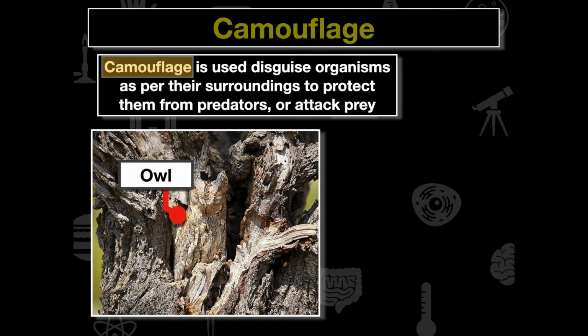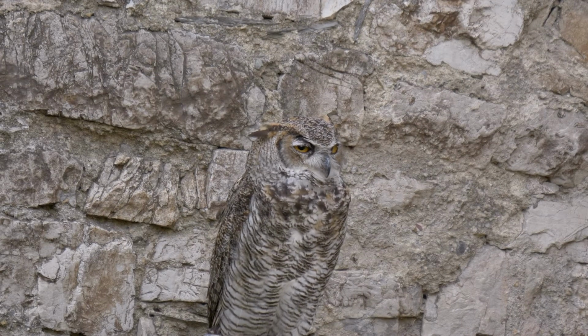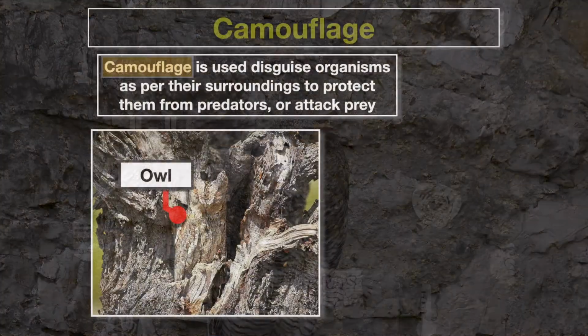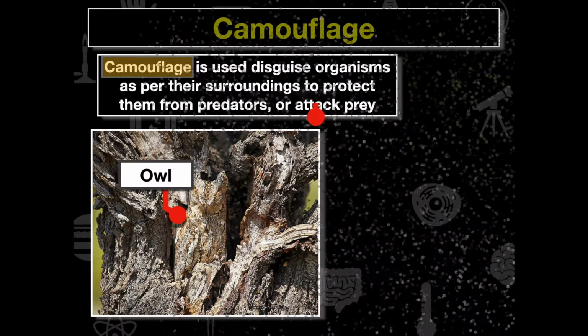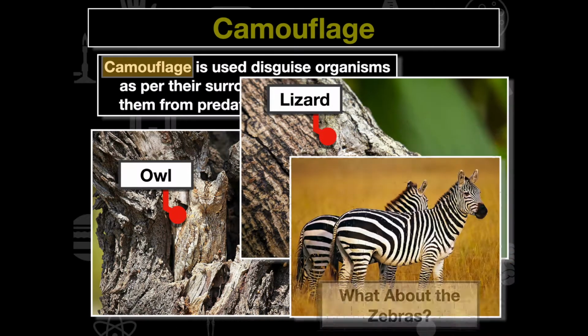Now, the first and easiest one for us to look at is camouflage. If we look at this picture, we can see here's this owl in the middle of this nook of this tree. Now, in some cases, an owl is going to be a predator, but it can also be attacked by other organisms. And camouflage is used to disguise organisms as per their surroundings to protect them from predators, but it's also going to allow predators to attack prey. We can also see here's a lizard that adapts to its environment to blend in.